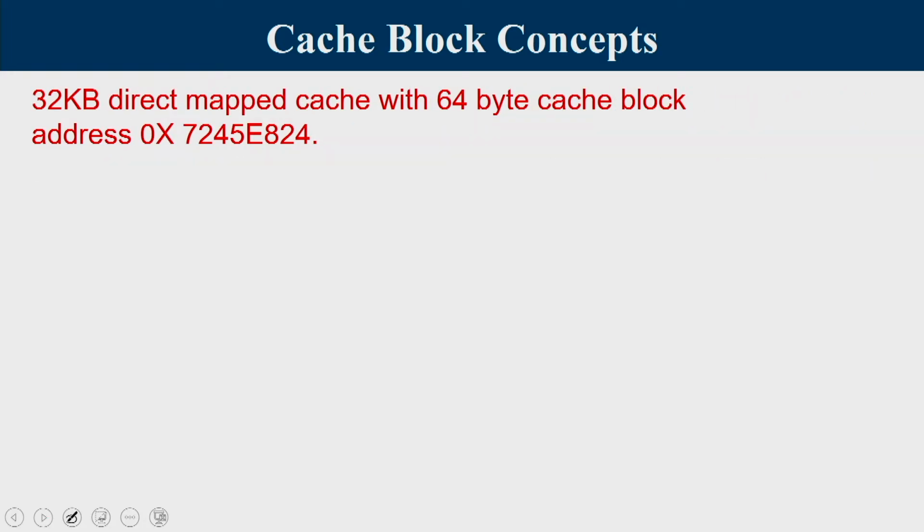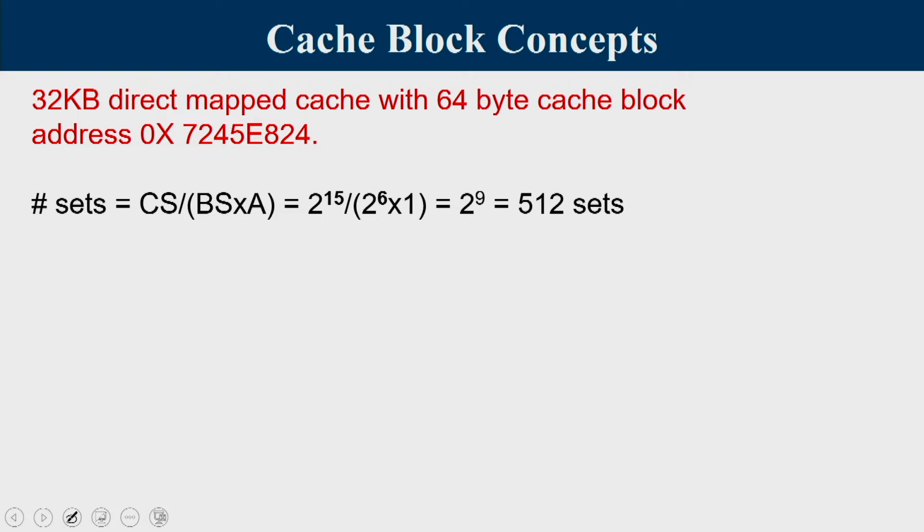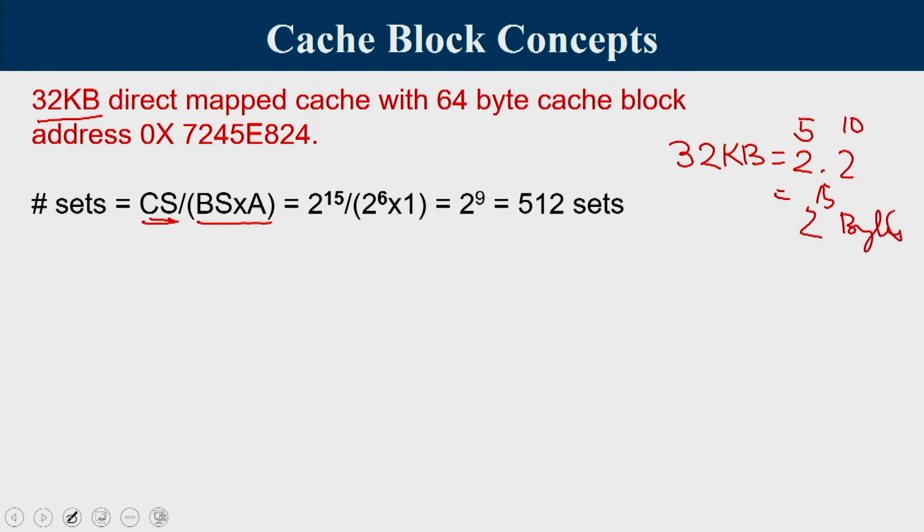It is a 32 KB direct mapped cache with 64 byte cache block. Let us first find out how many sets are there in the cache. This is a direct mapped cache, so the number of sets will be equal to the number of cache lines or cache blocks. Number of sets is defined as cache size divided by block size times associativity. Here the cache is 32 KB. We represent this in powers of 2: 32 is 2 power 5 and kilo is 2 power 10, so we have a total of 2 power 15 bytes in this cache.